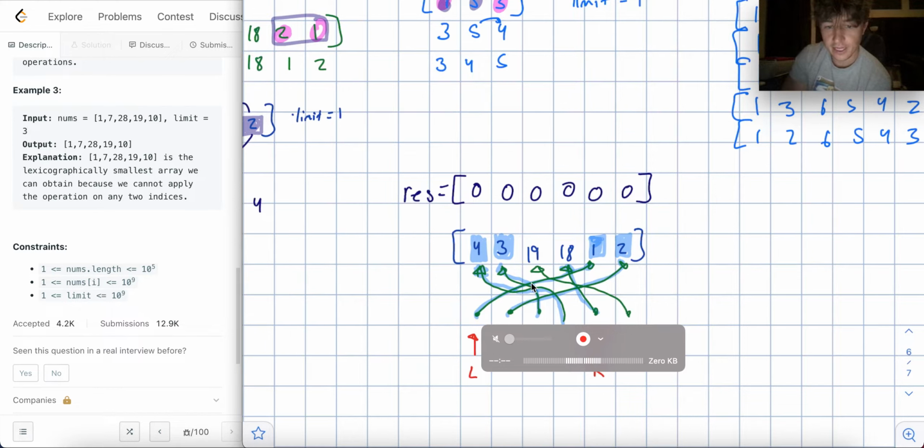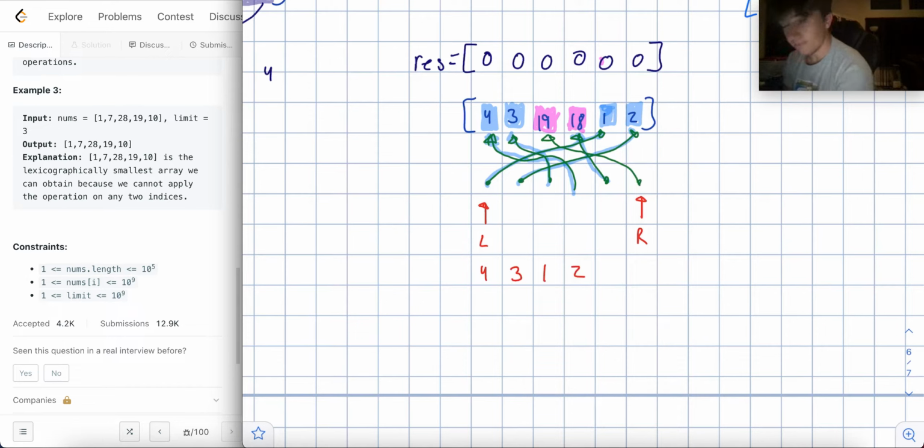So I say, okay, I have my group 4, 3, 1, 2. I'm going to go ahead and sort that, I guess. So it'll be 1, 2, 3, 4. And then I'm going to put it over all the members in the group in order, right? So my first element's here. So I'll put my 1.